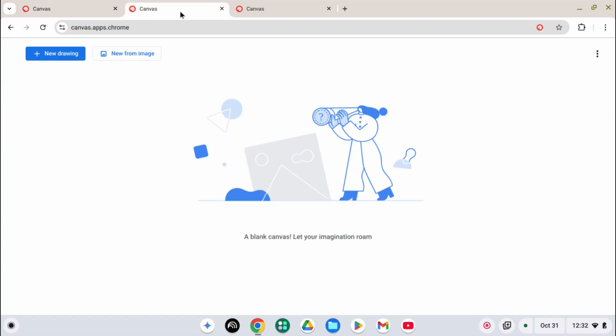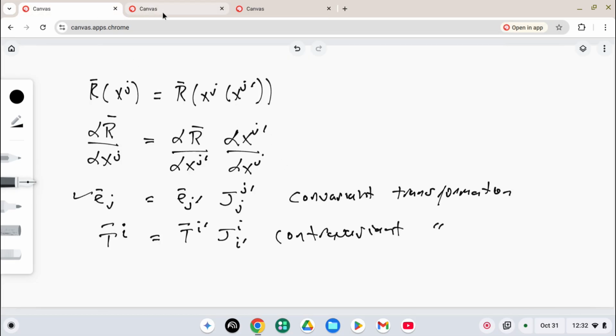Okay, we'll go to this new page. All right, so we said, I forgot what I said. We got EJ is equal to EJ prime times J, the capital J. I got too many J's in this. I should have used I. I'm going to use I. What a nerd. EI, that's the basis vector, is equal to EI prime times the Jacobian.